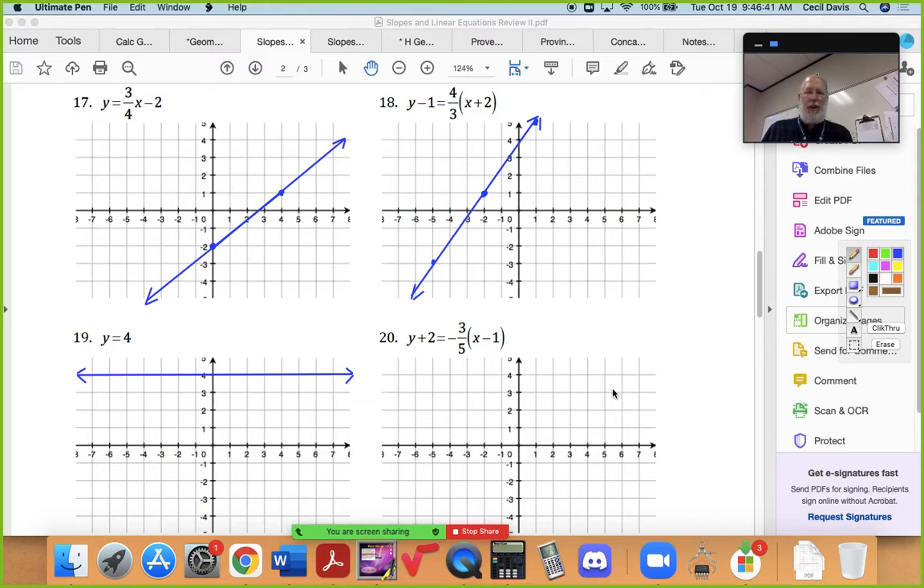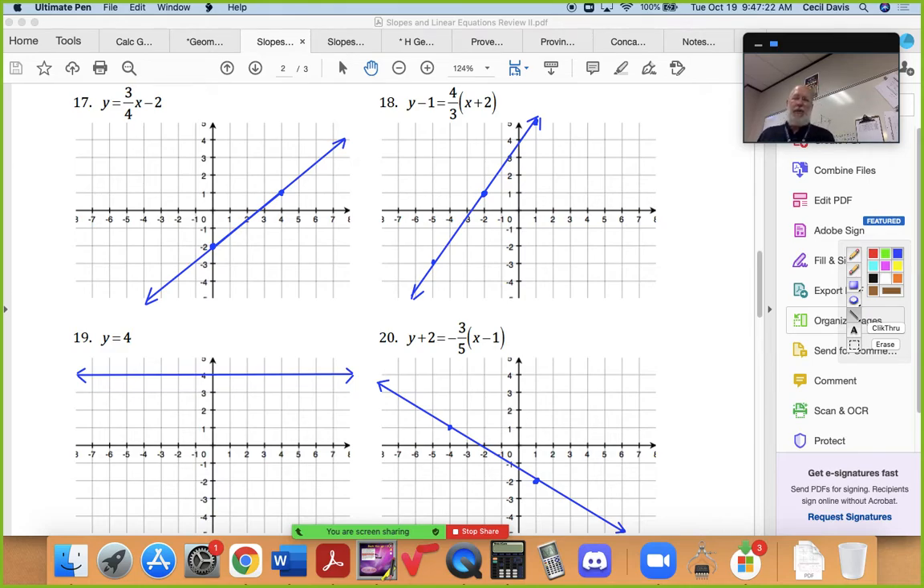And for number 20, we're going to go through the point 1, -2 with a slope of -3/5. So we could have also gone up 3 and to the left 5. So our line should look like this. Are there any questions about any of those four before we go on to the next section? Yes, sir.